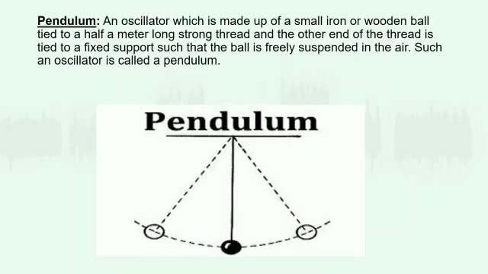Now let's know about pendulum. An oscillator which is made up of a small iron or wooden ball tied to a half a meter long and strong thread, and the other end of the thread is tied to a fixed support such that the ball is freely suspended in the air. Such an oscillator is called a pendulum.